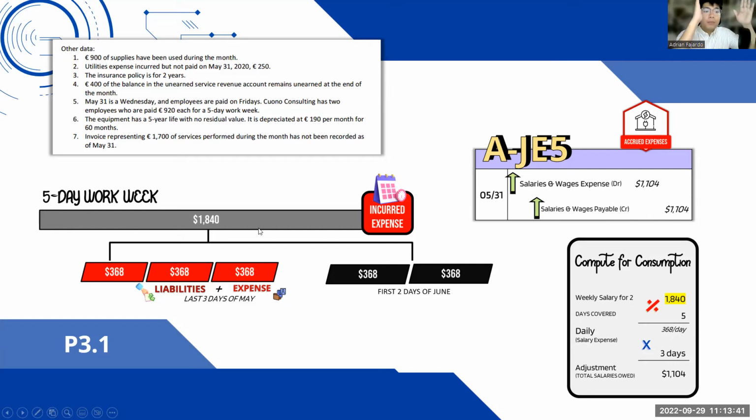And then in the period that we're in, we only incur 3 days worth of liabilities and expense. So 368 times 3 is 1,104. So debit salaries and wages expense, 1,104. Credit salaries and wages payable, 1,104, right? So in this 5-day work week, 3 days is something that we already recognize. The last 2 days is a problem that we'll encounter in the next period, right?